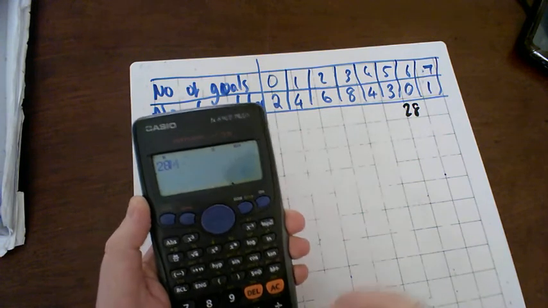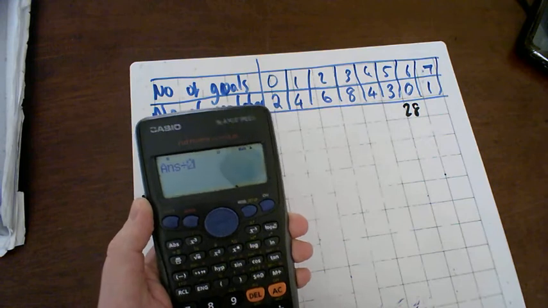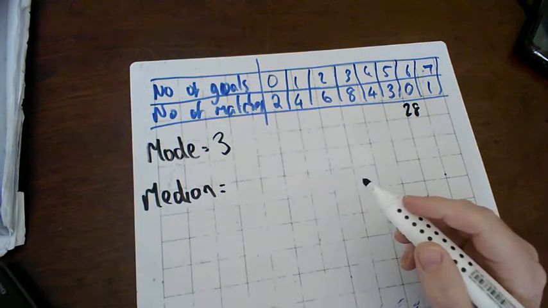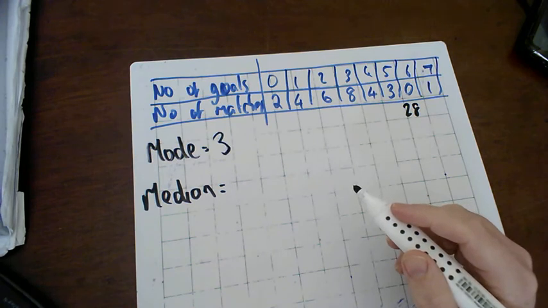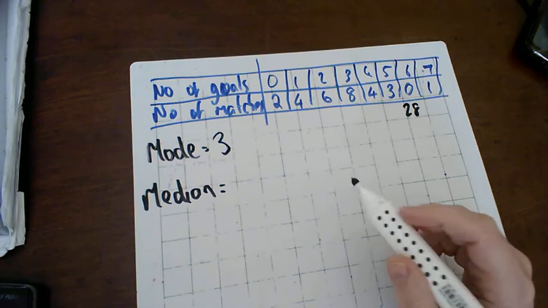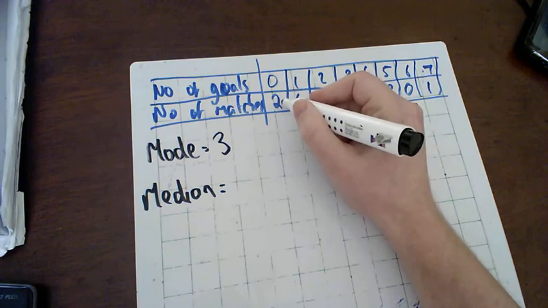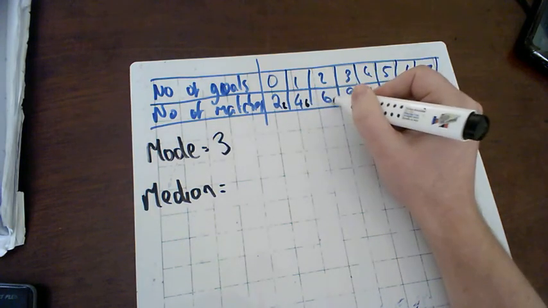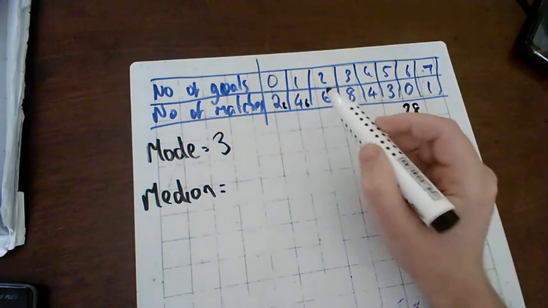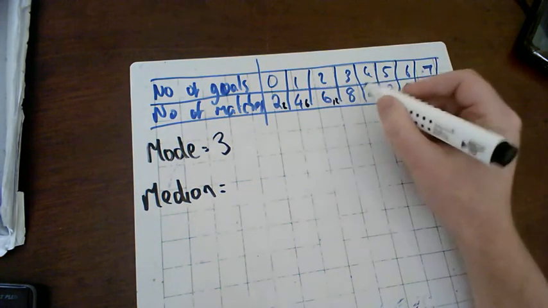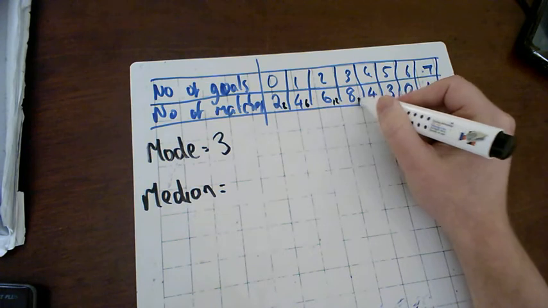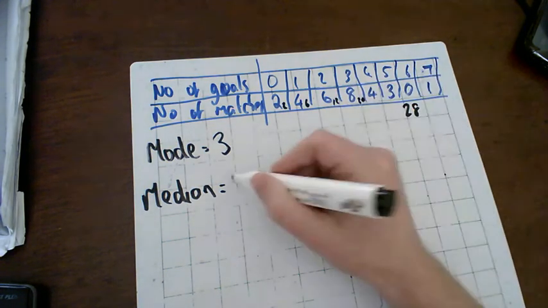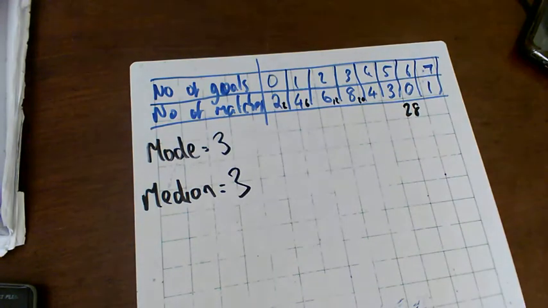So 28 plus 1 is 29. It was a little trick for finding the middle of it. In between the 14th and the 15th numbers. Okay, in between the 14th and the 15th numbers. So where does that occur? So we've had 2 matches now. Add on the 4, we've had 6. Add on the 6, we've had 12. Have we had the in between the 14th and the 15th numbers? No. Add on the 8, we have 20. They happen in here. The 14th and the 15th matches happen in here. So it's 3. The median is 3 as well.